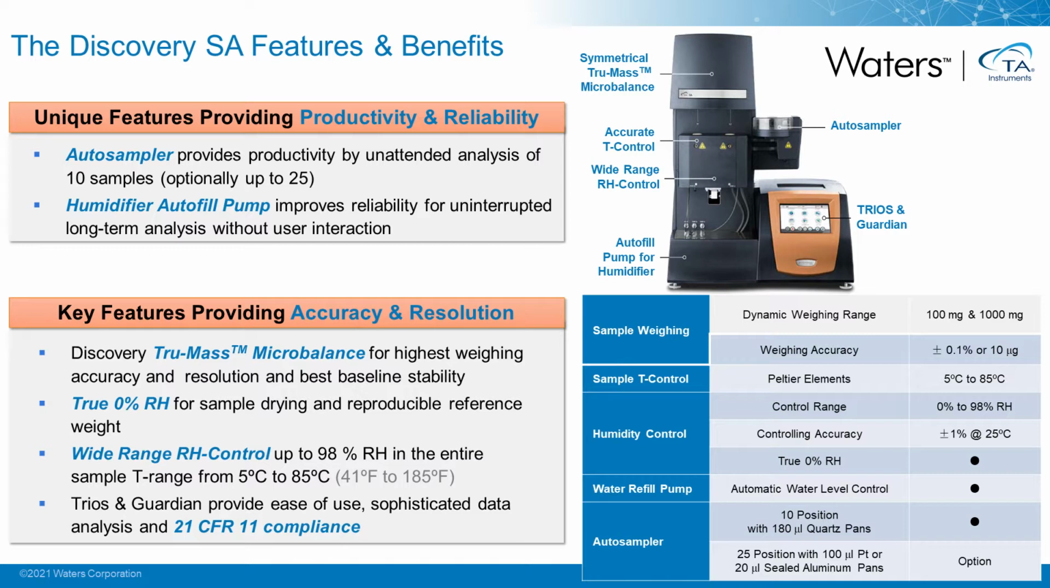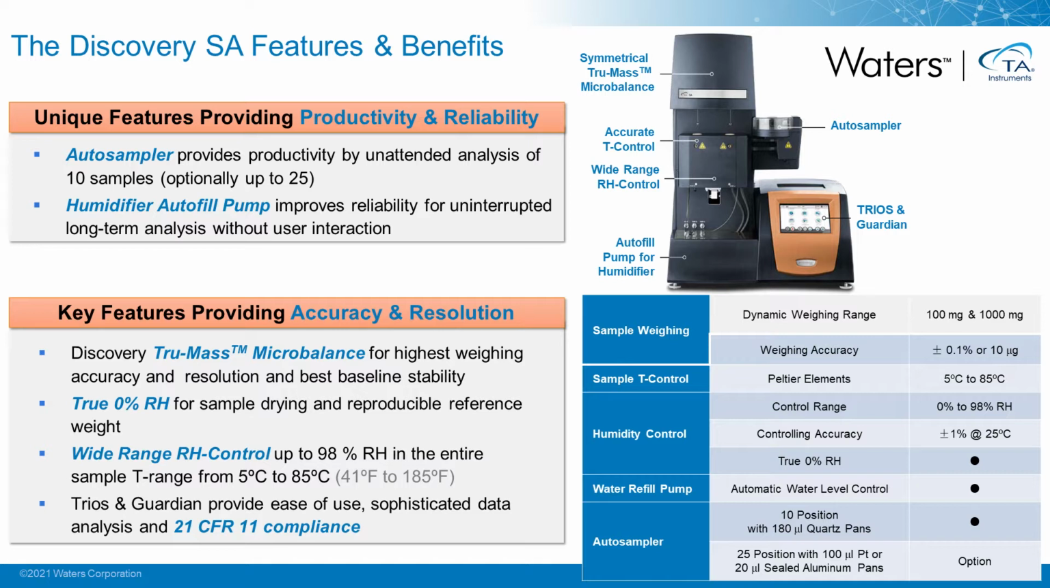There's also an autofill pump for this particular instrument, which will refill the saturator during runs so that you have extended run time on the instrument. As we'll see, a lot of experiments that are done with humidity are actually very long experiments. Other key features include the true mass microbalance. We'll have a slide or two talking about the performance of the balance. True 0% RH, we've improved the drying capability of this instrument over the previous generation.